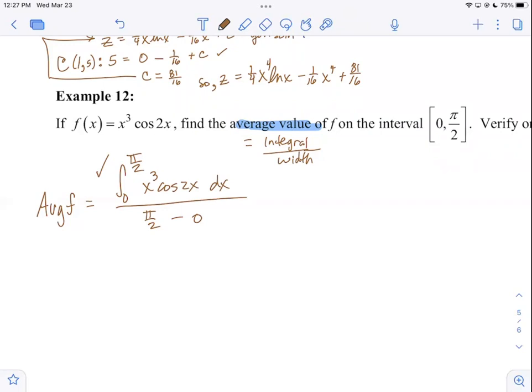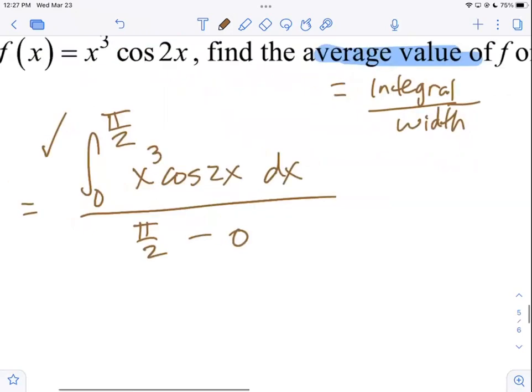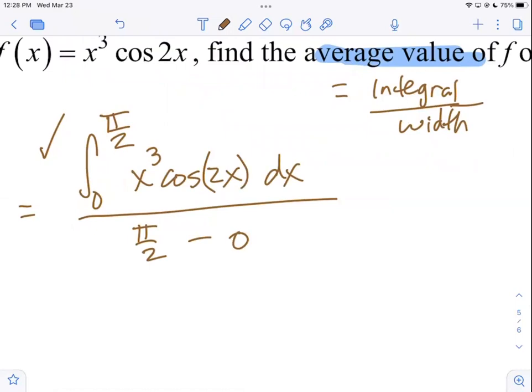x cubed times cosine of 2x. That's a product of two variable functions. Does one of them have an inside function whose derivative is the other guy? No. Now, look at this. This could be the inside function, 2x, right? But what's the derivative of 2x? 2, not x cubed.